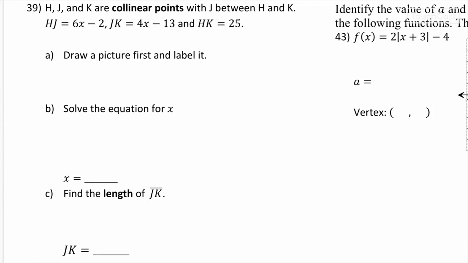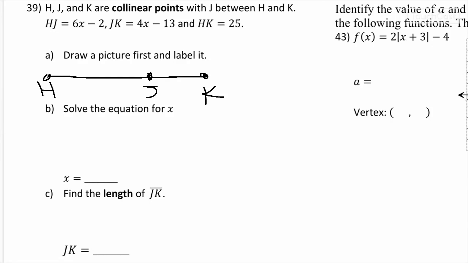Alright, 39. H, J, and K are collinear points. Look at linear's in there. That means they just make a line with J between H and K. So draw the picture. J's somewhere in between. It's not in the middle. So that's what we're going to do there.